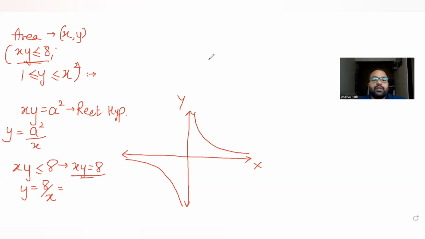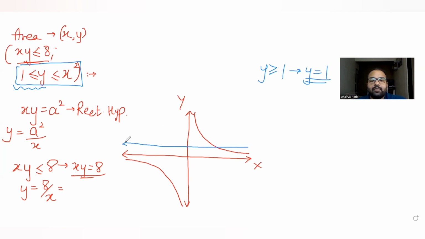The next equation says y is between 1 and x squared. First, the left part of this equation says y is greater than or equal to 1. So the maximum value of y is equal to 1. Now we know this is a line which is parallel to the x-axis and at a distance of 1 unit above the origin. This is y equals 1.